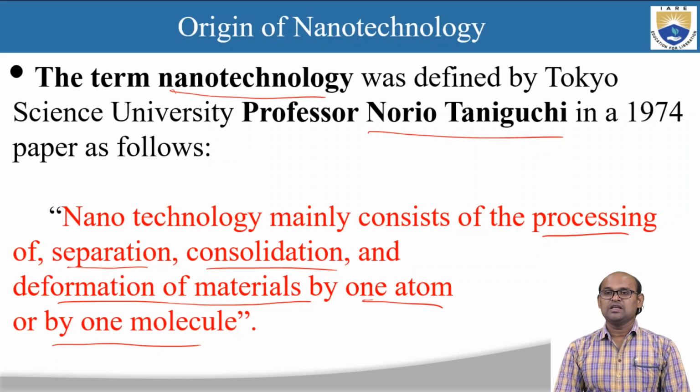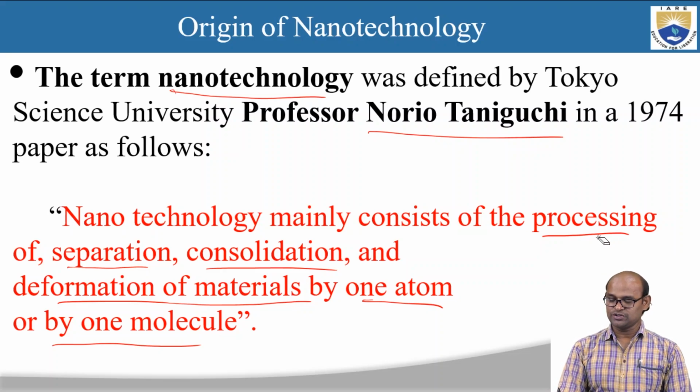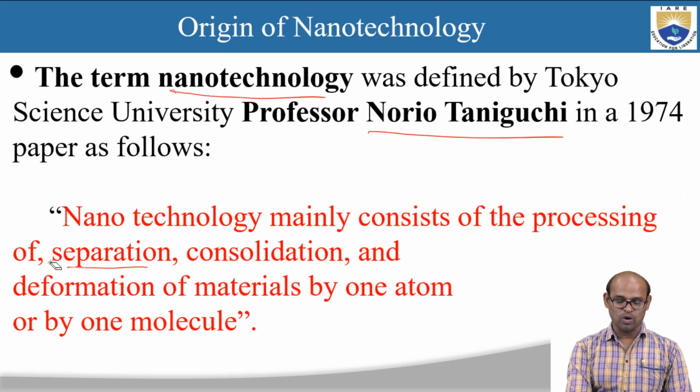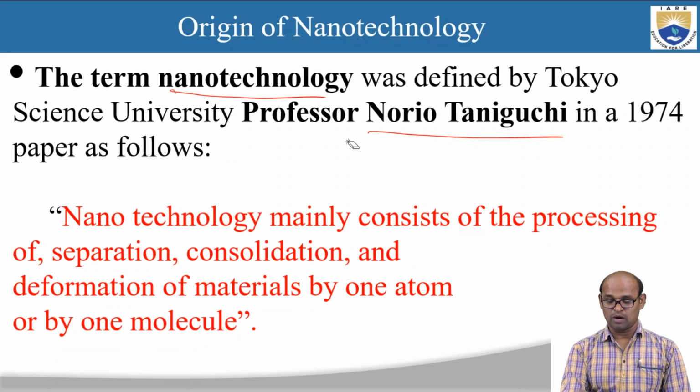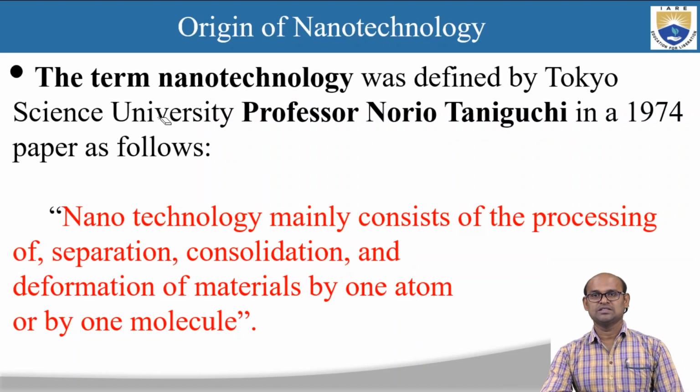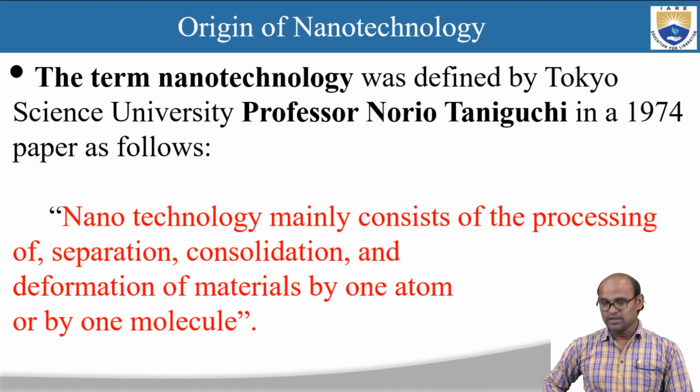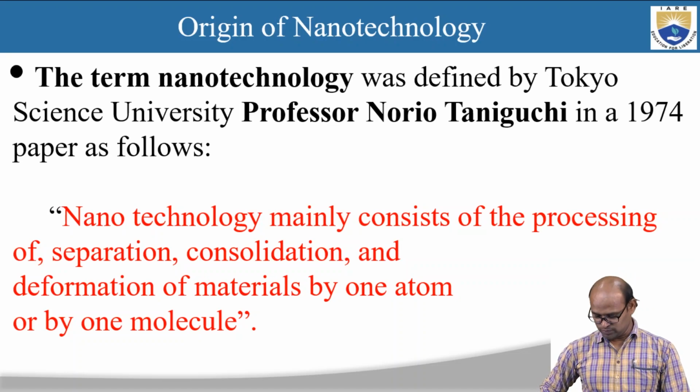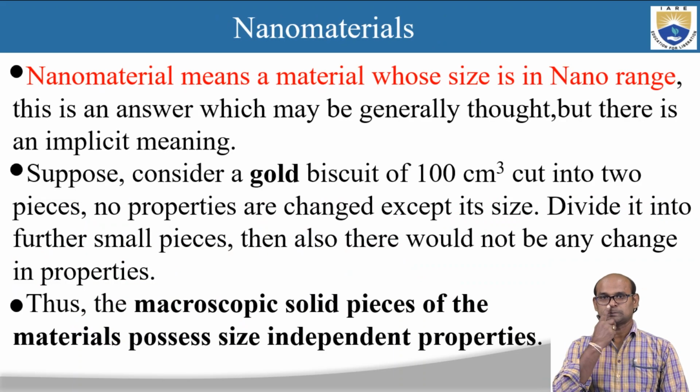So nanotechnology basically focuses on processing, separation, or deformation of materials by one atom or one molecule. In nanotechnology, you can look at individual atoms or individual molecules, and you can study them, process them, separate them, and study various properties using nanotechnology at the atomic level, one atom or one molecule. Nanomaterials means a material whose size is in the nano range.